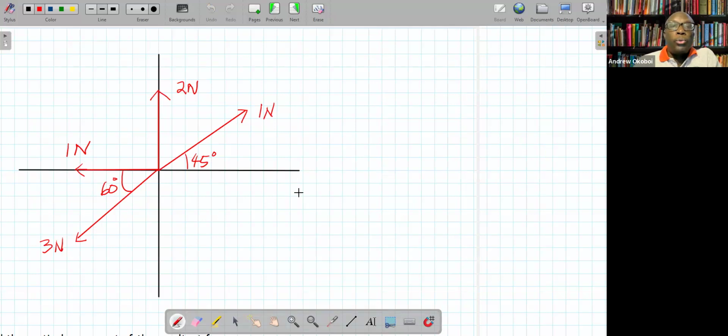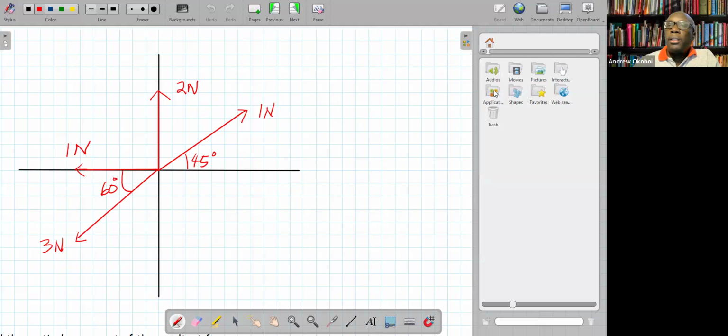Notice here we have two forces. One of them is lying on the y-axis, which is 2 newtons, so there will be no horizontal component. And one of them is lying on the x-axis, 1 newton, which means there's no vertical component, but the other two will have both. So first find the horizontal, and then find the vertical, and then find the resultant and the angle as well. I'll give you 5 minutes maybe.